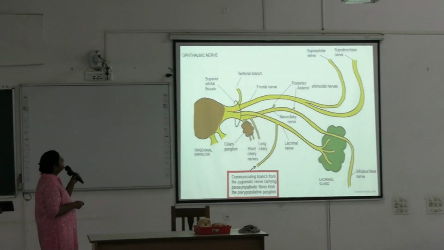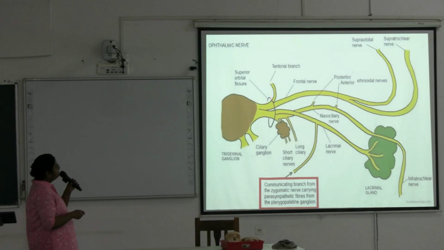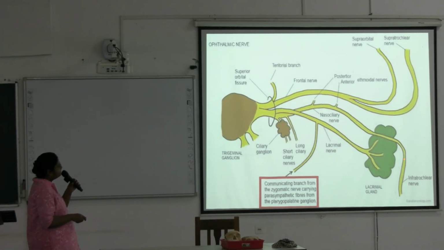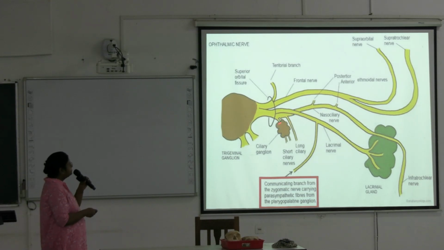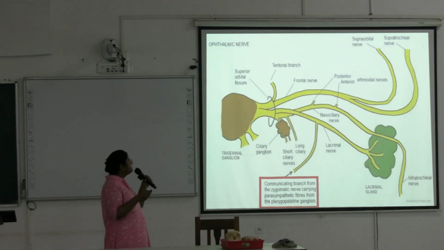See here, this is the frontal, nasociliary, and lacrimal, and they are different branches. Lacrimal is supplying the lacrimal gland, and nasociliary is giving posterior and anterior ethmoidal branches and the infratrochlear nerve. The frontal is dividing into the supraorbital and supratrochlear nerves. Here it is attached with the ciliary ganglion, the long ciliary nerve and short ciliary nerve are attached here with the nasociliary.